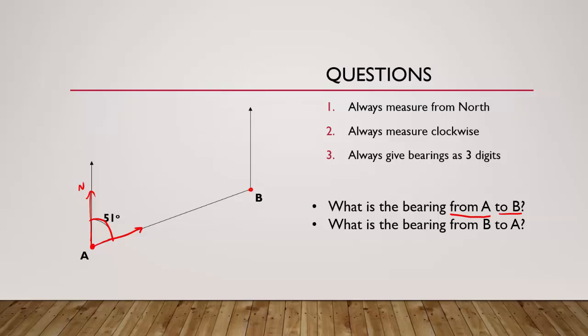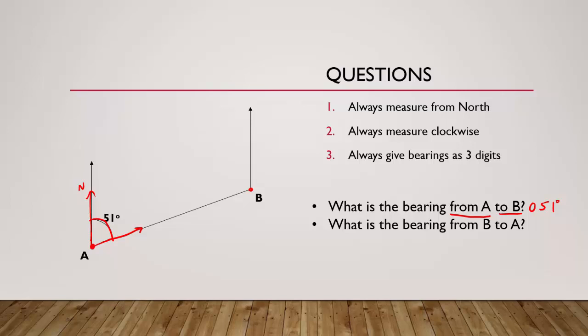So what's the bearing from A to B? Is the answer 51, you're thinking? Nearly. We need to follow rule number 3. Always give bearings as 3 digits. So you can't just write 51, it's got to be 051 degrees. So your answer is 051 degrees.